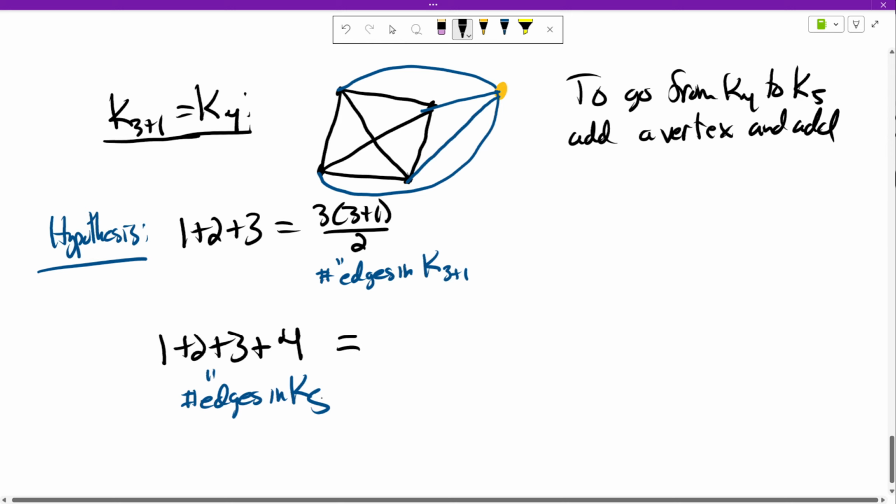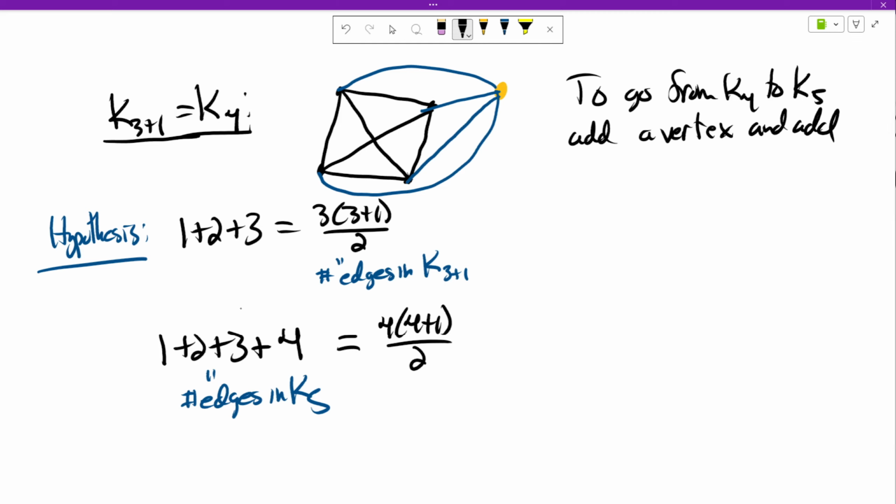And we already know, actually, since K5 is like K4 plus 1, another way of computing that is by doing 4 times 4 plus 1 over 2. Okay, so if we know already it holds for K4, by adding a vertex to create K5, we just have to add in 4 edges. And so we see some inductive behavior happening here. So let's try to formalize that.